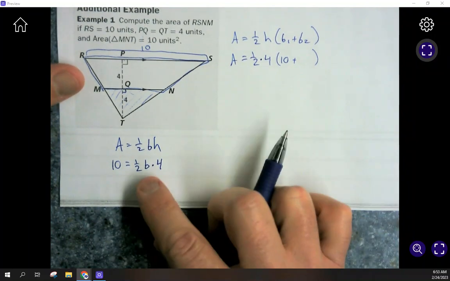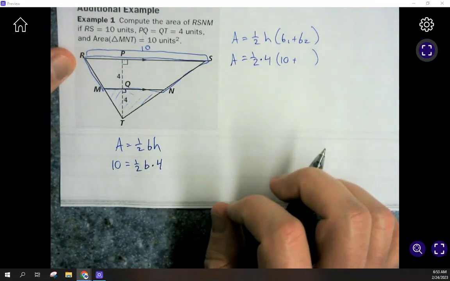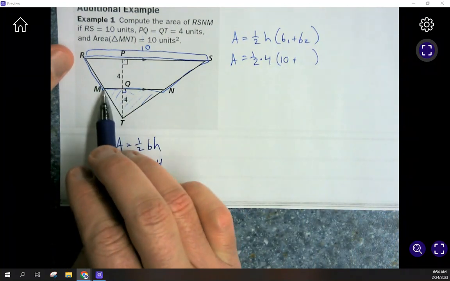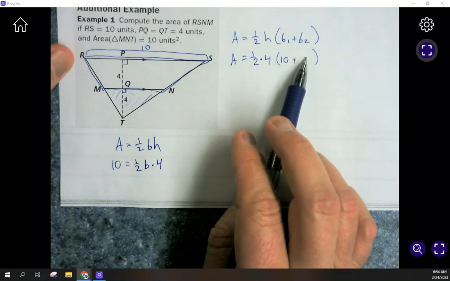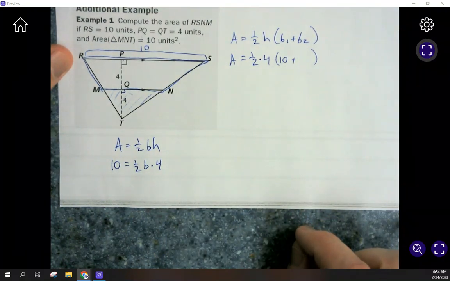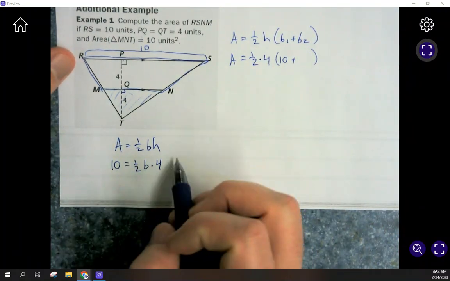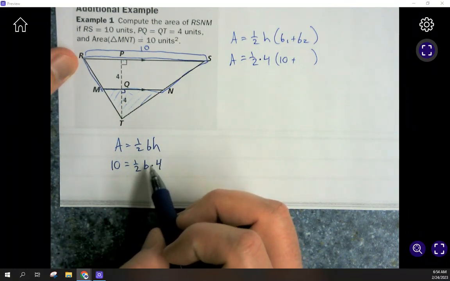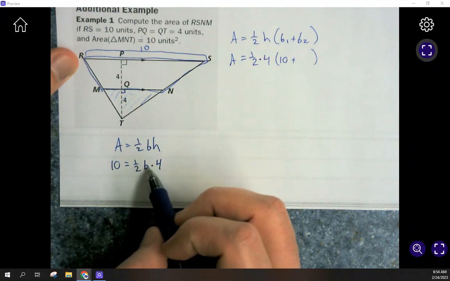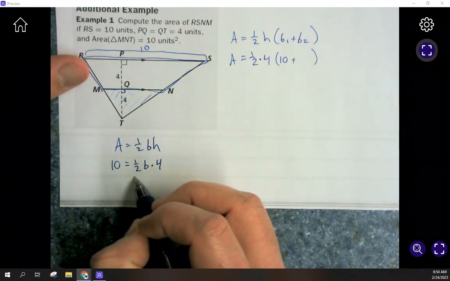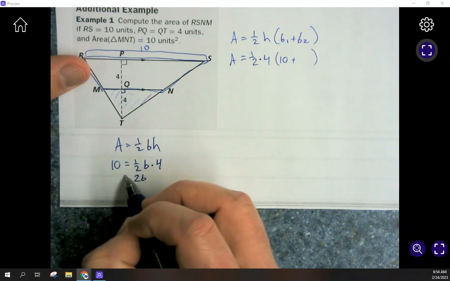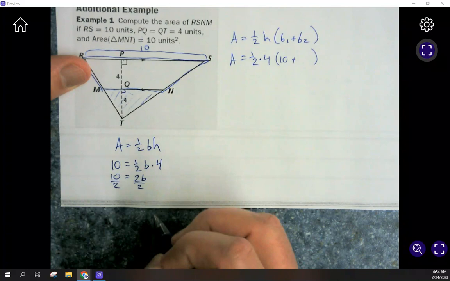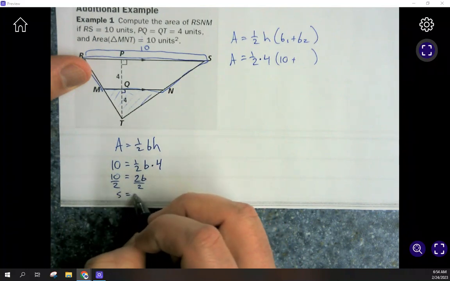Now we have enough information. The only variable left here is b. So algebraically, we can work through this and figure out what b is. b will be the length of MN, which then I can come up here and plug in to help me solve for the area of that trapezoid. There's lots of different ways to run your algebra in this equation. What I would do is take half of 4. Remember, this is all multiplication. You can do that in any order. So I'm going to take half of 4. So this becomes a 2, and I still have b. And now it looks very simple. Divide by 2. So I get 5.